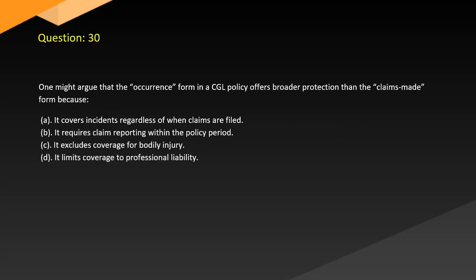Question 30. One might argue that the occurrence form of a CGL policy offers broader protection than the claims-made form because: A. It covers incidents regardless of when claims are filed. B. It requires claim reporting within the policy period. C. It excludes coverage for bodily injury. D. It limits coverage to professional liability.